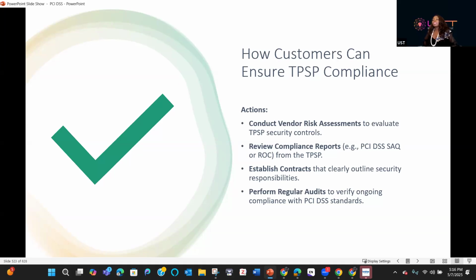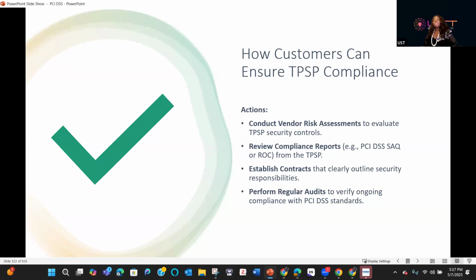So another thing that they need to do is to review compliance reports. In the subsequent videos, we're going to cover that shortly. You review compliance reports such as the PCI DSS Self-Assessment Questionnaire or the ROC, report on compliance, from your third-party service provider. They also need to establish contracts that clearly outline their security responsibility. So each time you're going with third-party vendors, contract negotiation is something where you want to make sure all aspects of things are being documented, proper contracts.